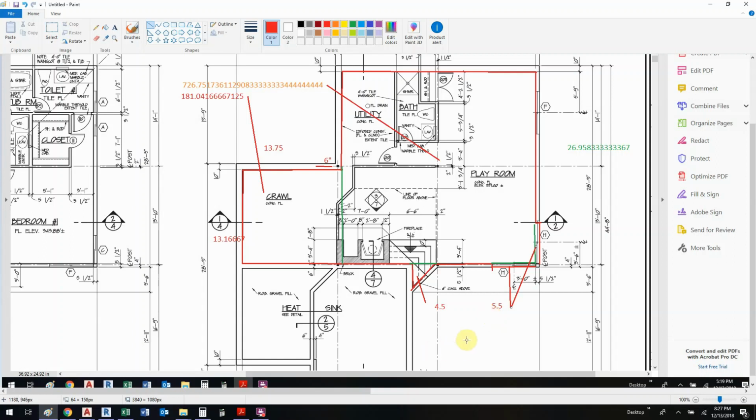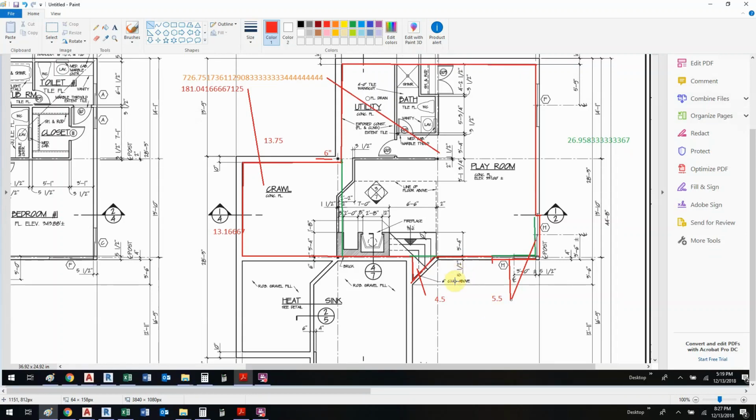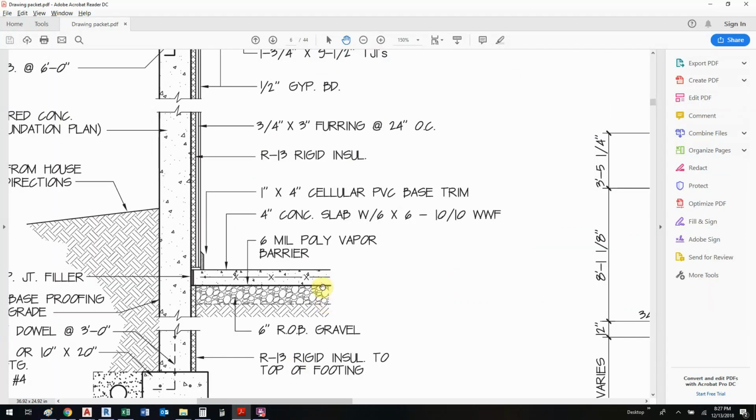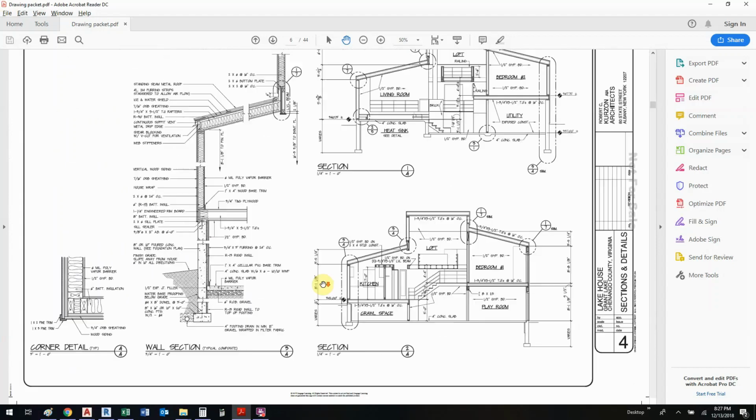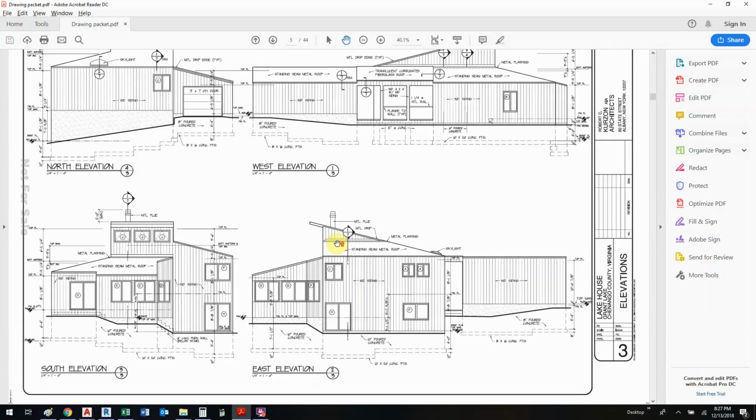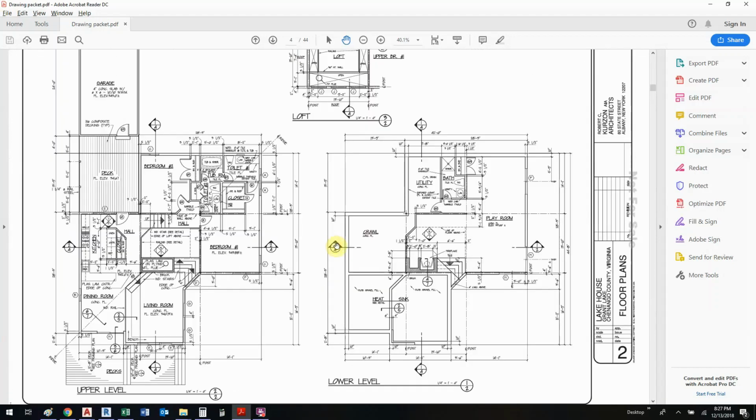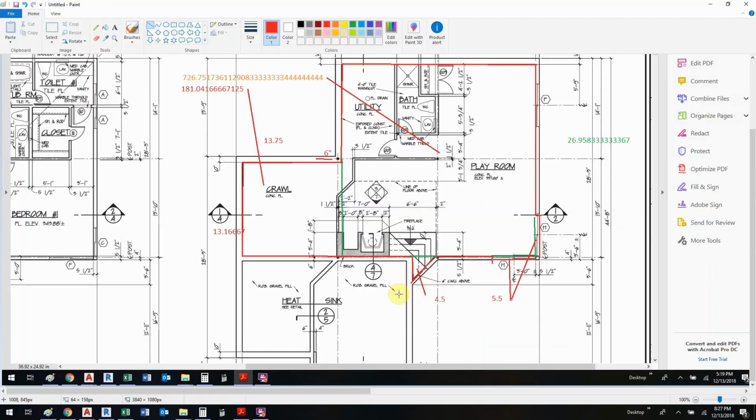The triangle here is basically, let me go back over here to this so you can see this. All right, so we have 3'6" here. This is a 45-degree angle, so 3'6" times 3'6" divided by 2, because it is a triangle, will give you 45 square feet.